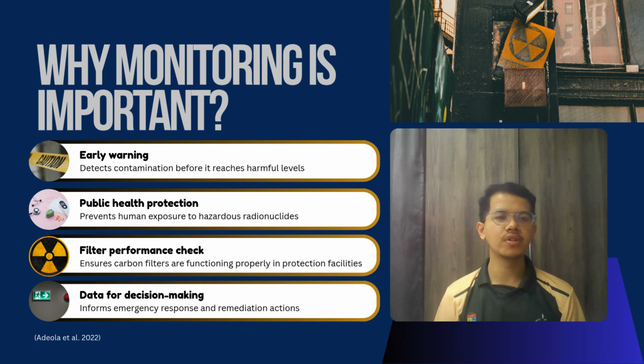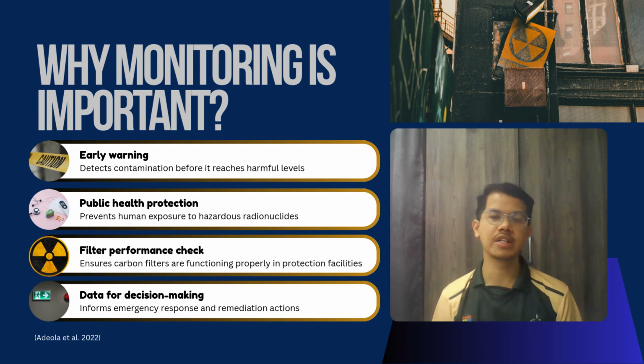So secondly, monitoring can also ensure public health protection because by continuously measuring radiation levels, we can prevent human exposure to hazardous radionuclides like uranium-238, thorium-232, and also cesium-137. So Adiola et al. in 2022 reported that they can cause cell damage, cancer, and also DNA mutations.